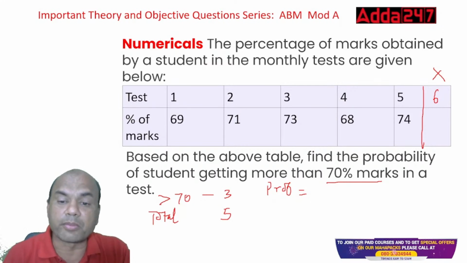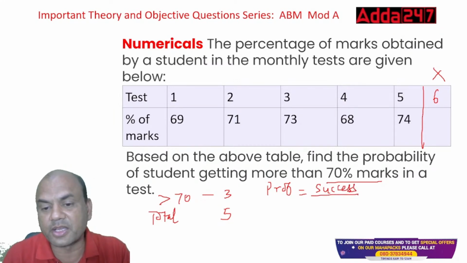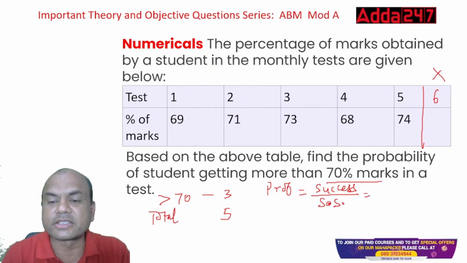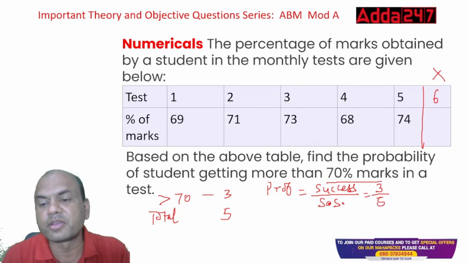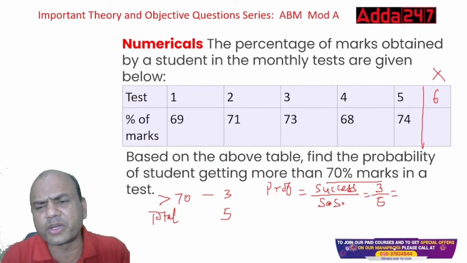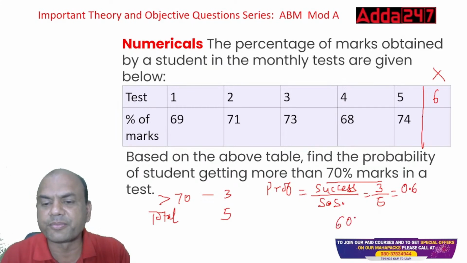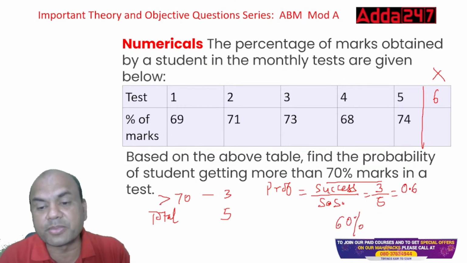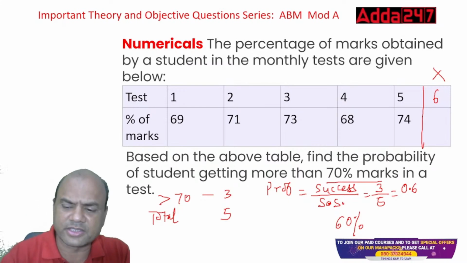Okay. So probability equals, what is success? Success upon sample space, right? It's sample space. Okay. So success is what? 3. Sample space is 5. So 3 by 5. So my answer will be 3 by 5 or 0.6, 60%. Okay. So there is a 60% probability that the student will get more than 70 in test number 6. That is the answer, isn't it?